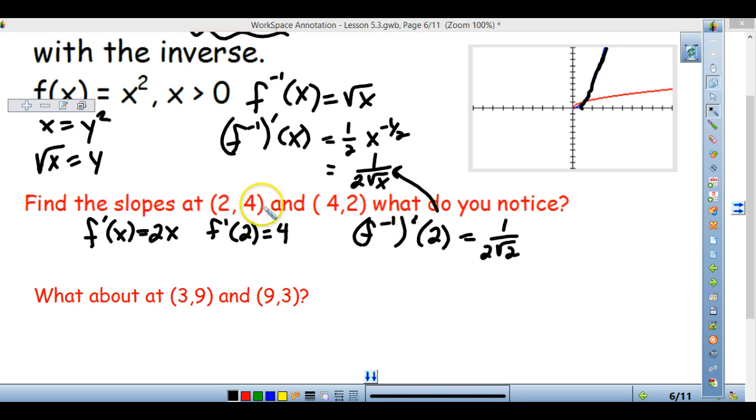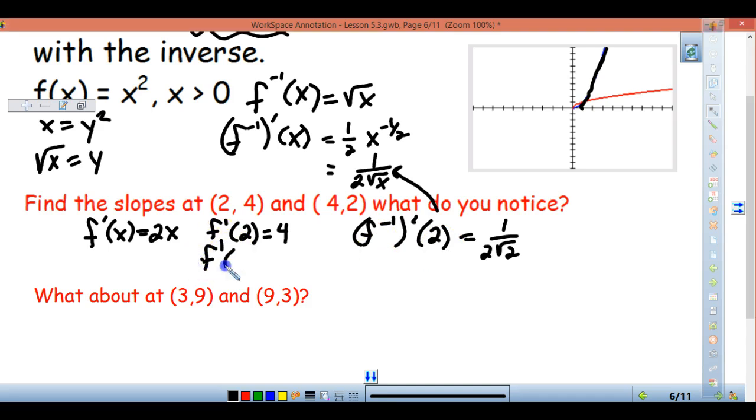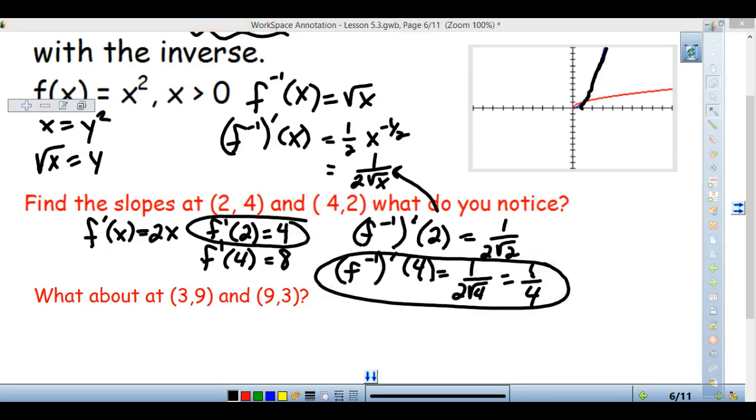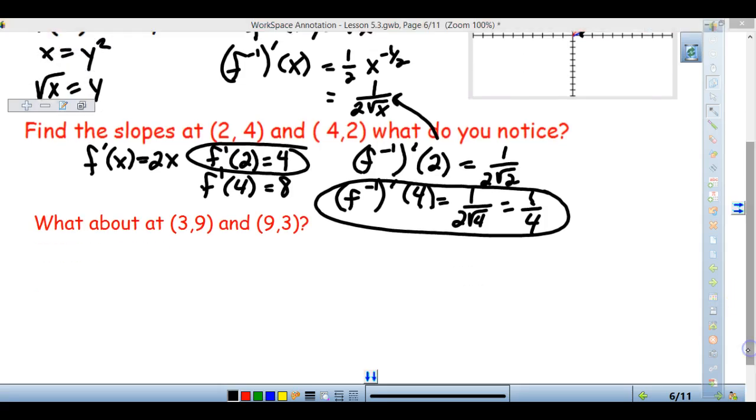Okay. Well, they also asked us to plug in both of these values here, so let's also look at f prime of 4. F prime of 4 is equal to 8, and f inverse prime of 4 is equal to 1 over 2 root 4, which is 1/4. So taking a look at these, there actually is something in common between them, a pattern that could be noticed. We would maybe need to do a little bit more, but let's hold that thought for a second. So let's try the same process at (3, 9) and (9, 3).